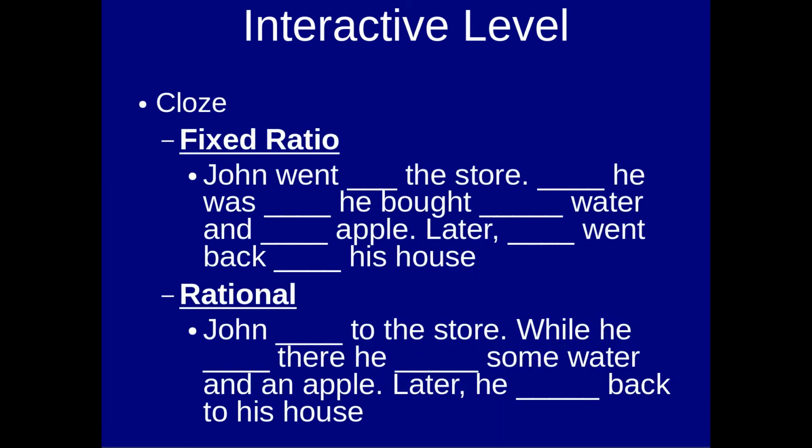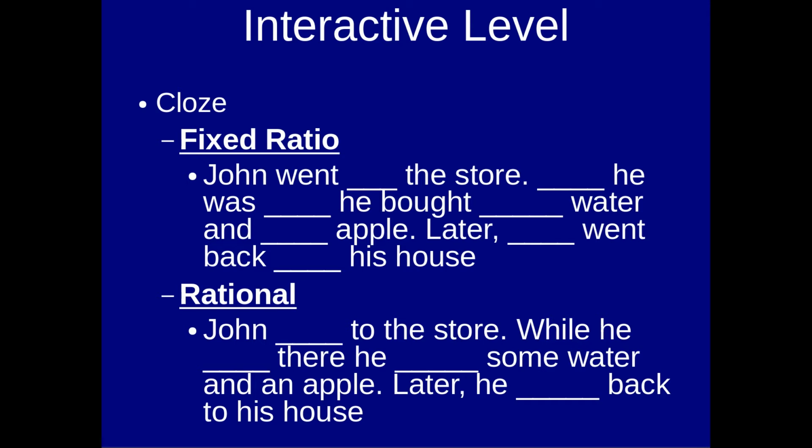Our first example is what we call cloze. Cloze is where you remove words from a sentence or a paragraph and the students have to fill them in. On this screen, we have 2 different examples of cloze, fixed ratio and rational. With fixed ratio, you remove every nth word. For example, you might remove every 5th word, or if you look at my example here, every 3rd word, and the student has to read the text and try to determine what is an appropriate word to put in the text.